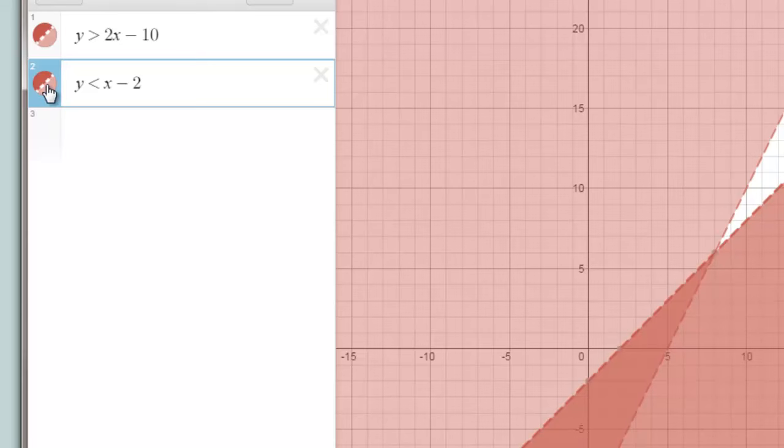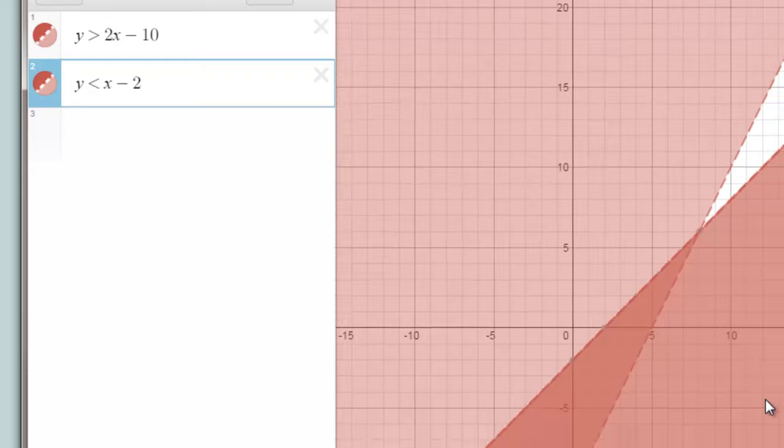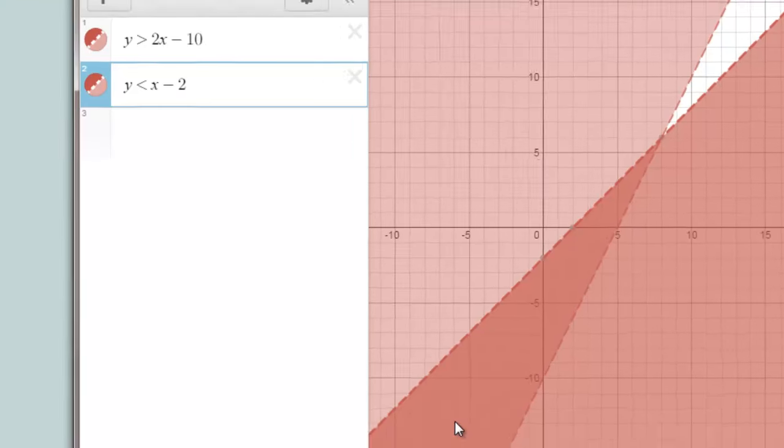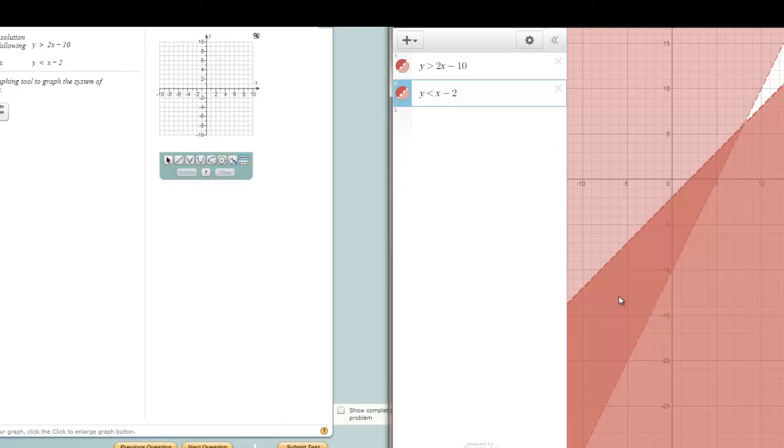Huh. That's unusual. But anyways, over here we have a common solution area right in here. Oh, one's a little darker, one's a little lighter. I see what they did. But the darkest region is where they're shaded together, and so that's actually our solution. We just have to duplicate this on the graph.